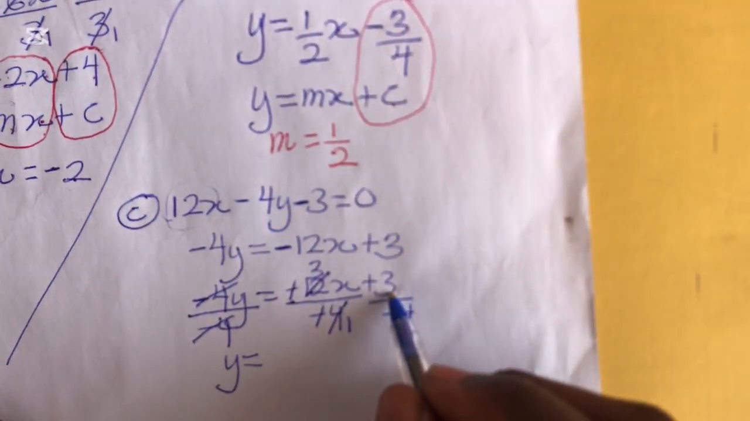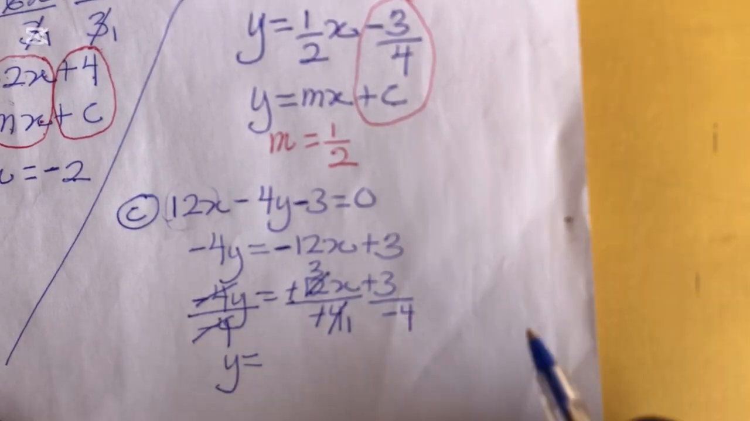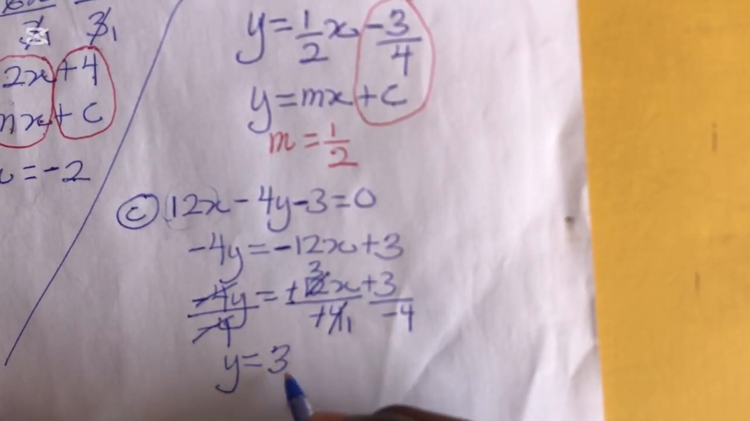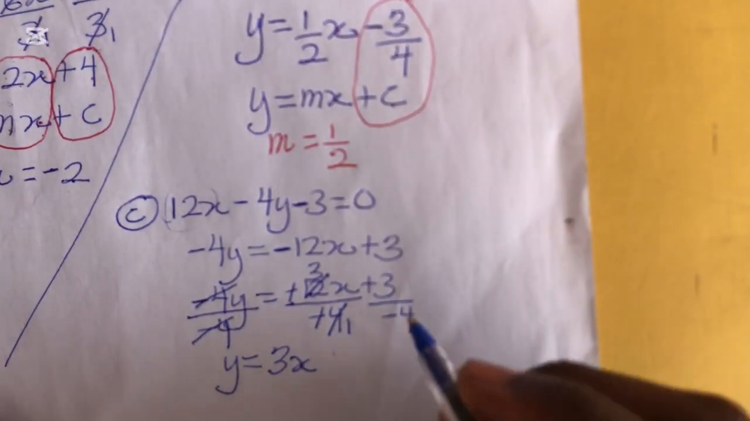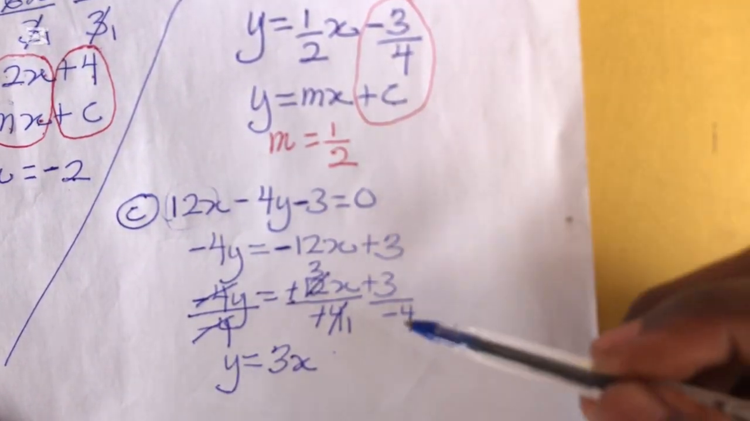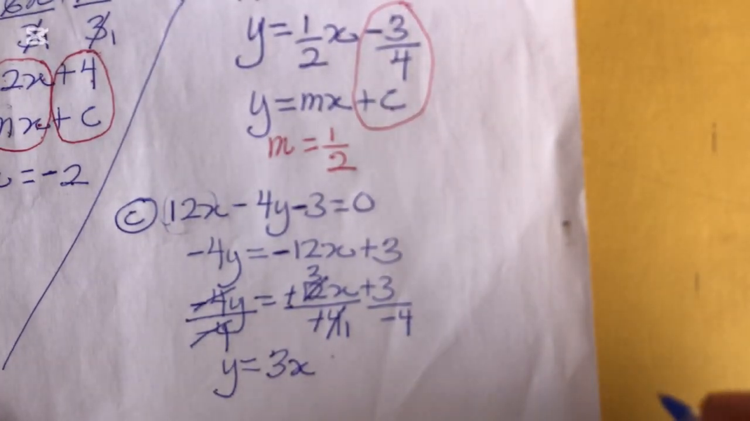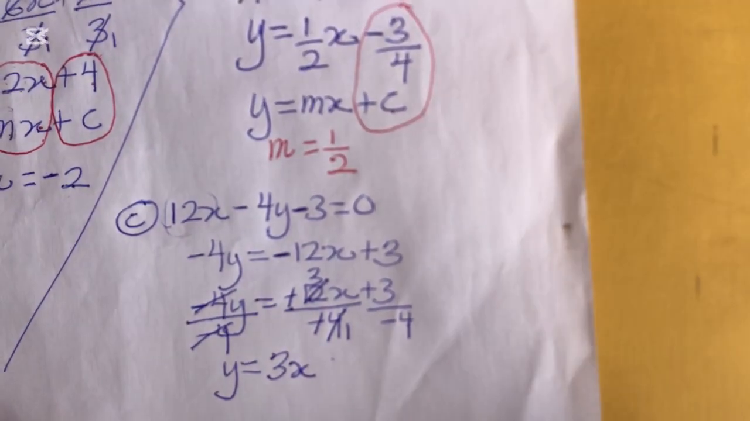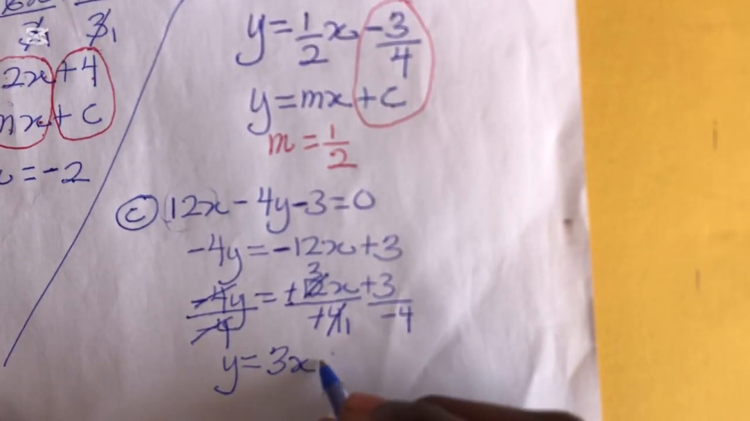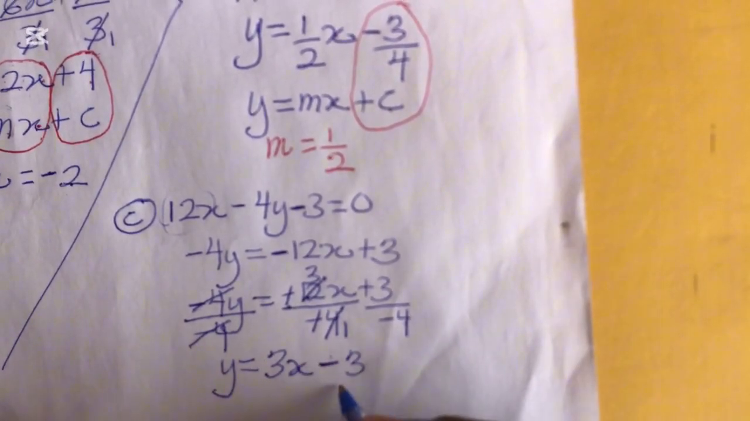Well, is there any common factor apart from 1 for 3 and 4? No. So we are having what? 3x. But watch something carefully here. It is positive 3 divided by negative 4. The rule is that whenever a positive number divides a negative number, or the vice versa, the answer must be negative. So our answer is what? 3x minus 3 over what?